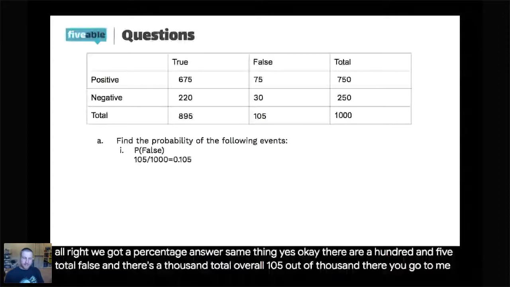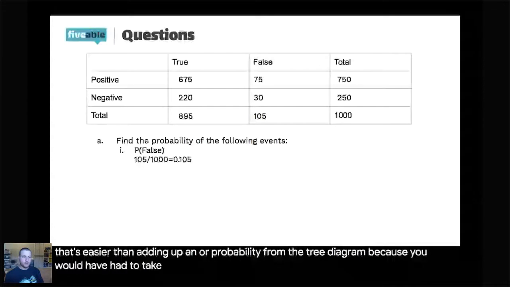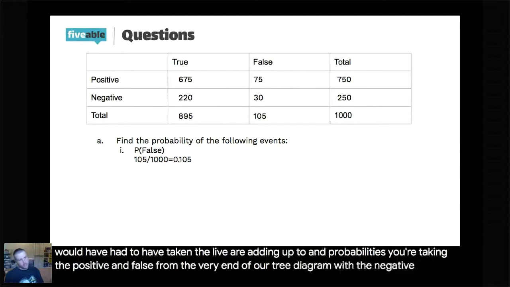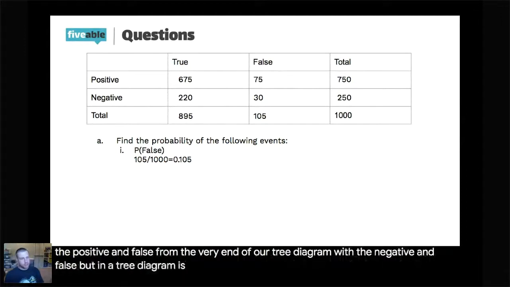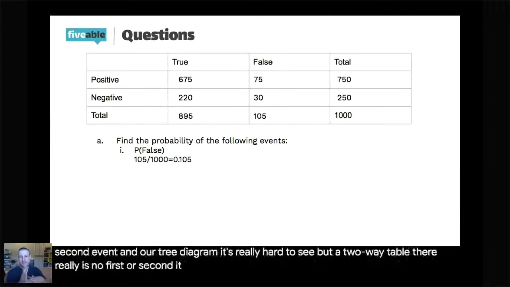To me, that's easier than adding up an OR probability from the tree diagram, because you would have had to take the positive, or adding up two AND probabilities. You would have taken the positive and false from the very end of our tree diagram with the negative and false. But in a tree diagram, it's just right there. But since the true and false was the second event in our tree diagram, it's really hard to see. But in a two-way table, there really is no first or second. It's just the two axes.